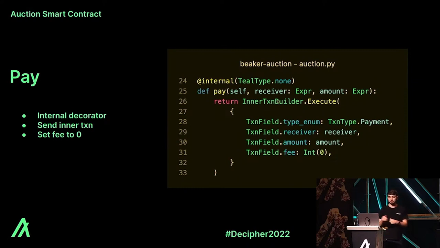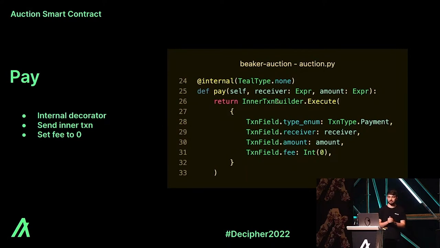The first thing you can see is we're defining our function with two arguments, receiver and amount, and this is going to signify who's receiving the payment and what the amount of that payment should be. And then we are using InnerTransactionBuilder, which is an abstraction used to send inner transactions in the smart contract. An inner transaction is a transaction that a contract itself sends, and it sends funds from its own address. So every application you create on Algorand has an application ID, and then the application ID is used to generate an address that it can spend funds from.